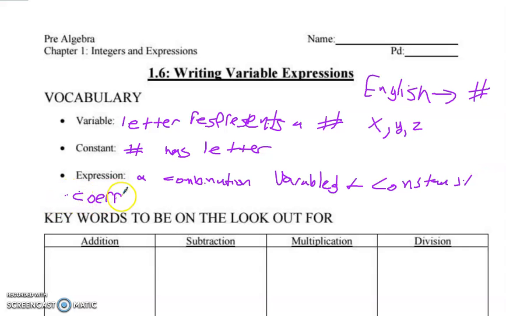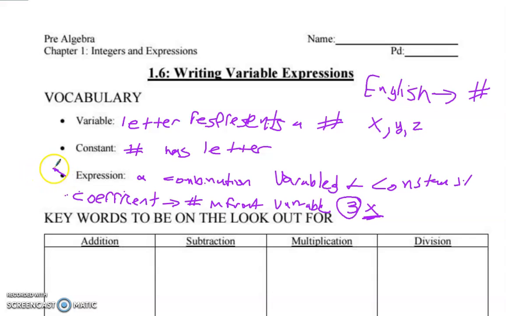word coefficient. And a coefficient is a number in front of a variable. So if we look at something like 3x, x here is our variable, and 3 is the coefficient.